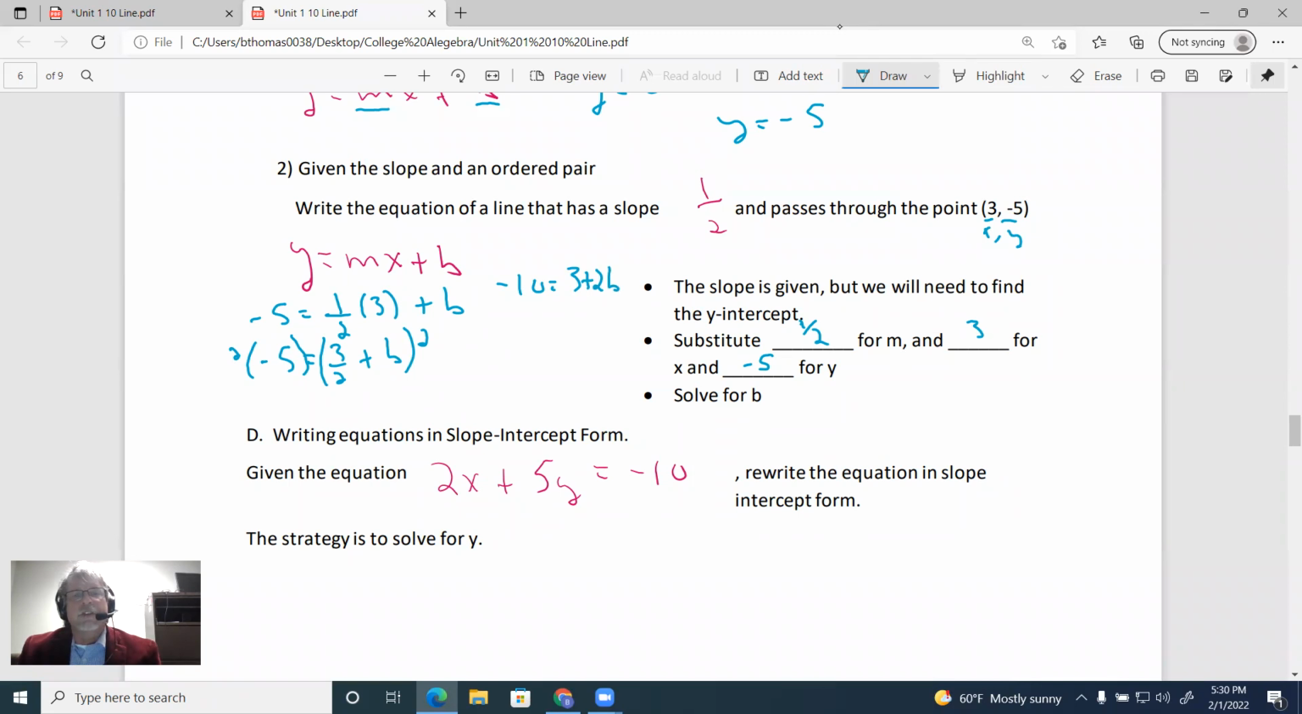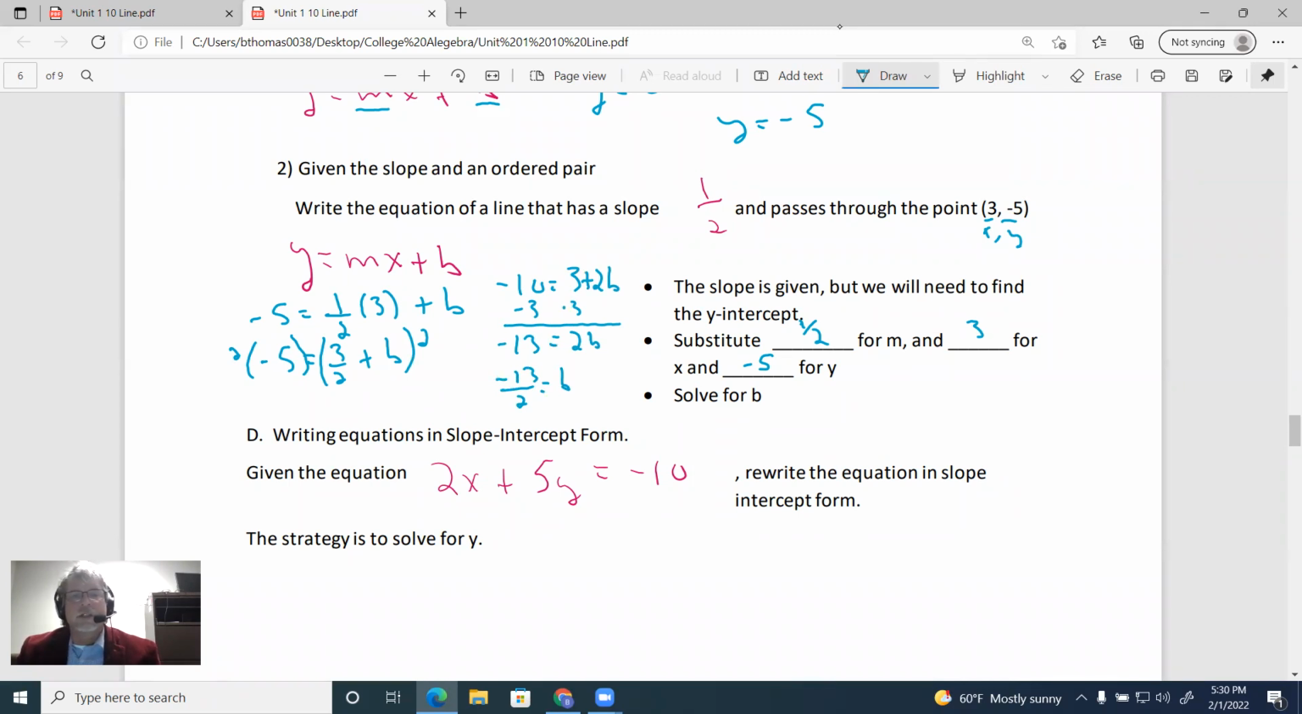Now to get b by itself, the 3 has got to zero out, so I need to move a -3 over to the other side. That gives me -13 equals 2b. Then I need to get rid of this coefficient of 2, so I'm going to divide both sides by 2. That gives me -13/2 equals b.